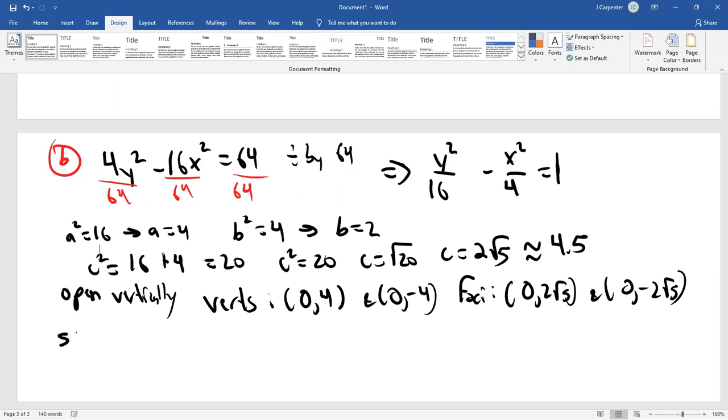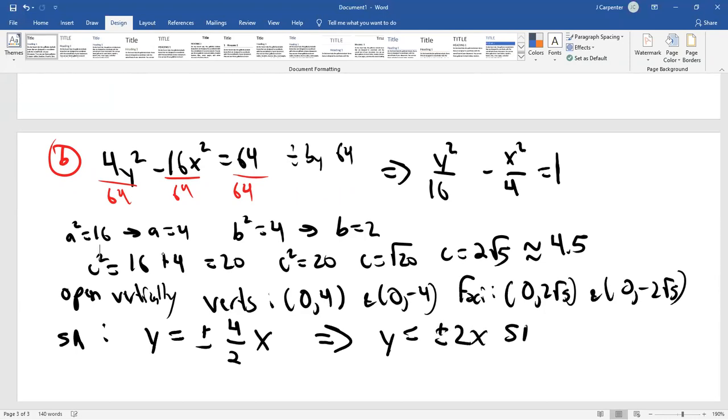And let's go ahead and identify our slant asymptotes. SA, slant asymptote, it's y equals plus or minus some fraction of numbers times an x. So this is representing a fraction, and these are just the b and the a. It's just a matter of which goes on top and which goes on bottom. Well, the 4, which is the a, related to the y squared, so the 4 goes on the top. The b related to the x squared, so the b goes in the bottom, and that was the 2. But 4 divided by 2 is 2, so y equals plus or minus 2x. Those are the equations for these slant asymptotes.